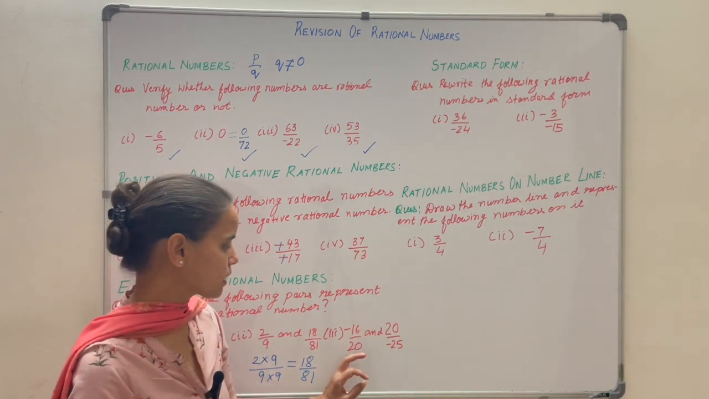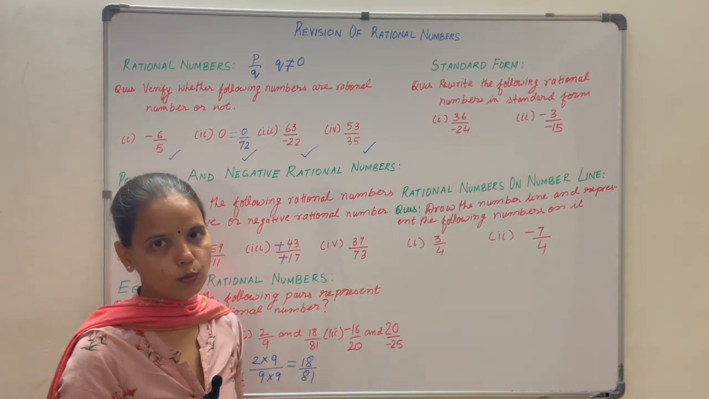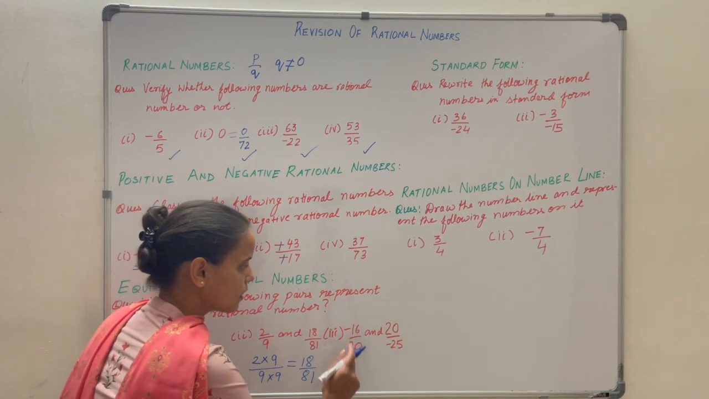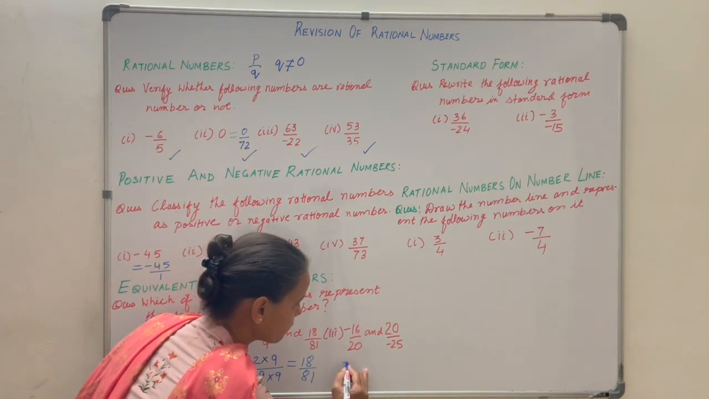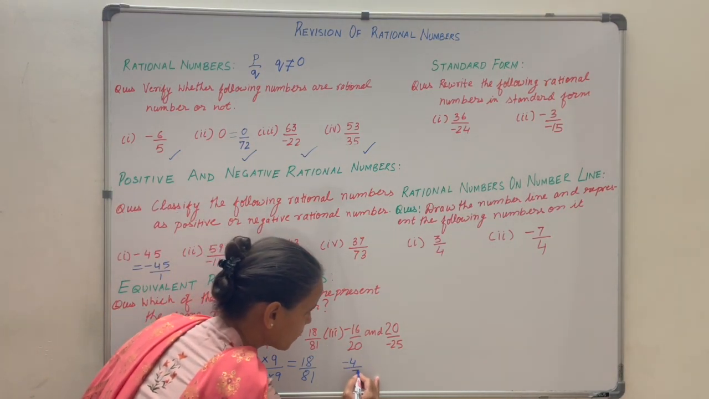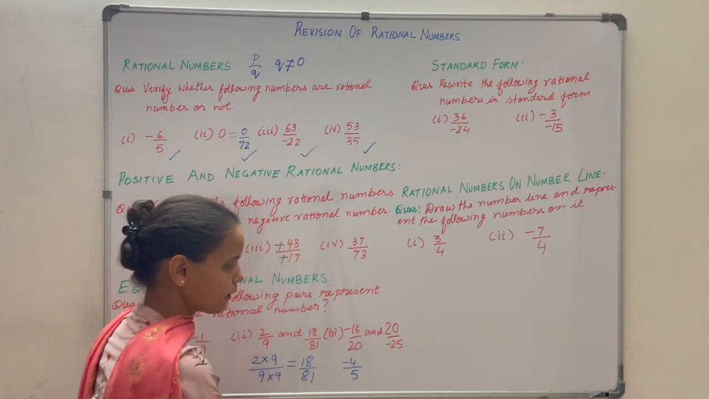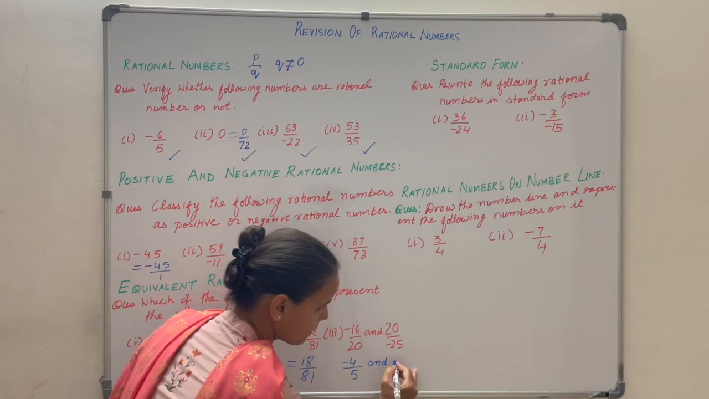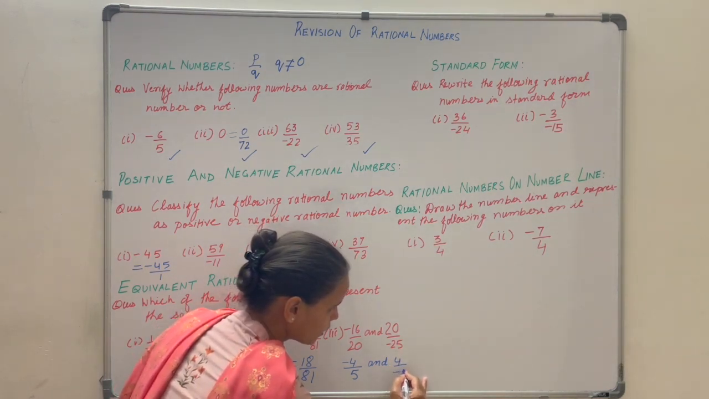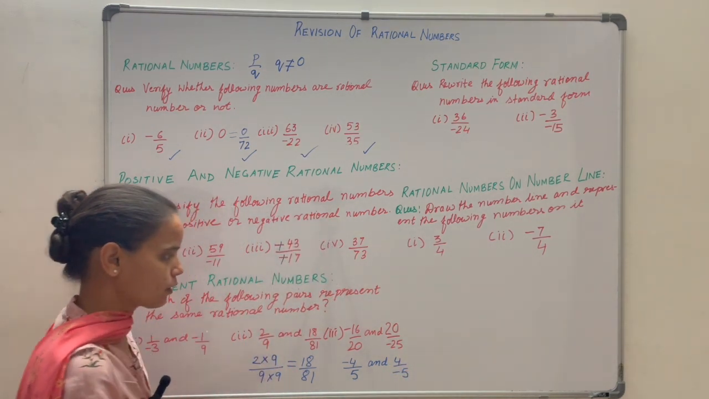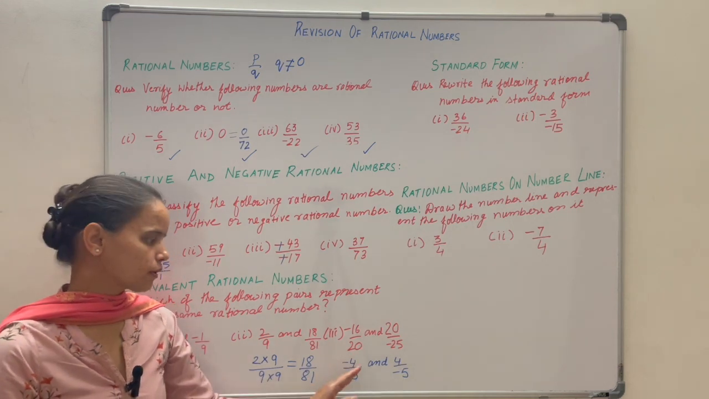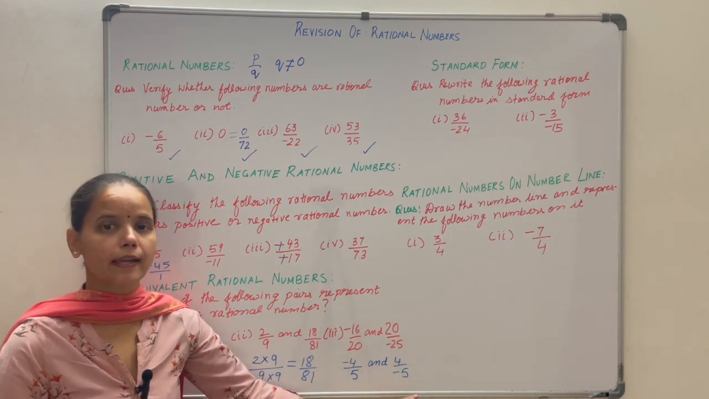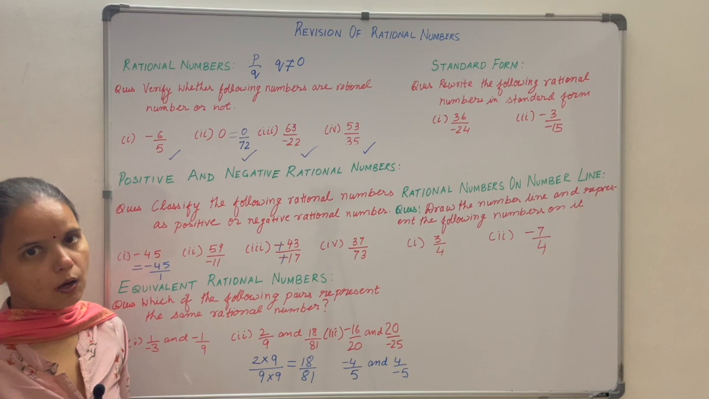Here minus 16 upon 20 and 20 upon minus 25. So let us divide here both numerator and denominator by 4. So when you divide both numerator and denominator by 4, here you get minus 4 by 5. And here let us divide both numerator and denominator by 5. So here you get 4 upon minus 5. So both are negative rational numbers and you can clearly see that both are the same rational numbers. So that is how we do it.